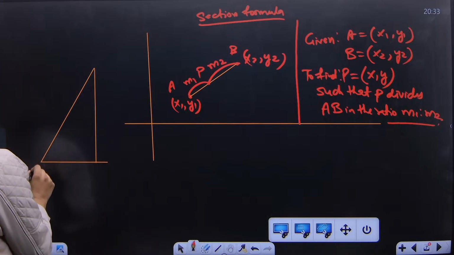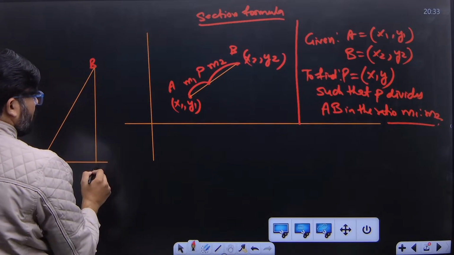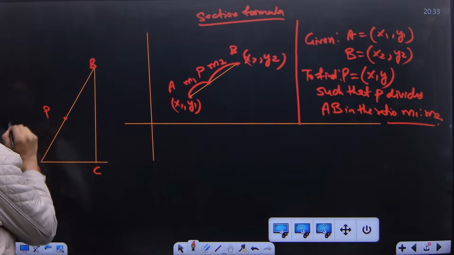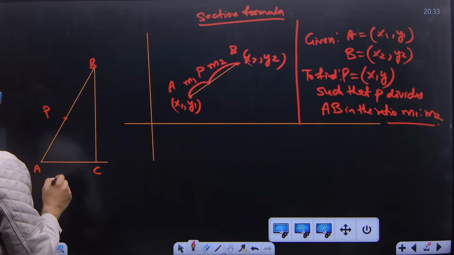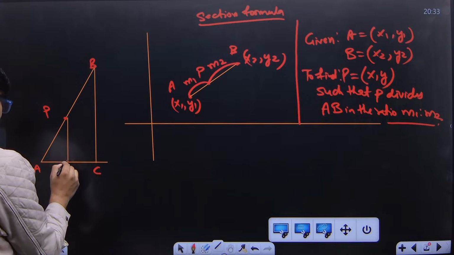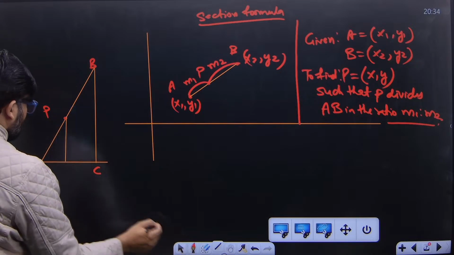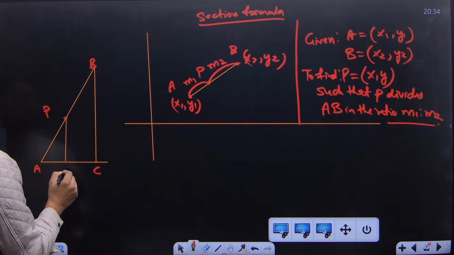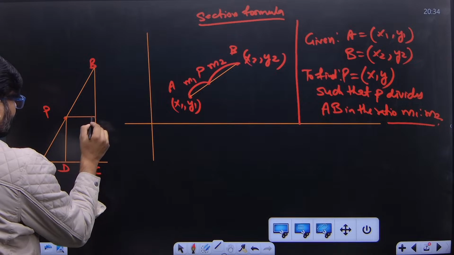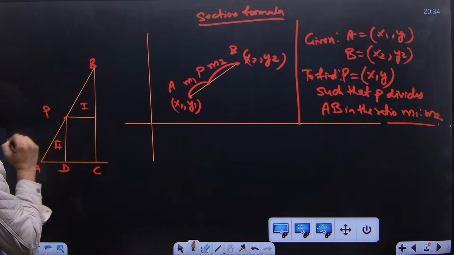Okay, so this is A, this is B, let us suppose that this is C, and there is a point P here. Now if I draw a straight line like this, let this point be D. Then I am making another triangle.